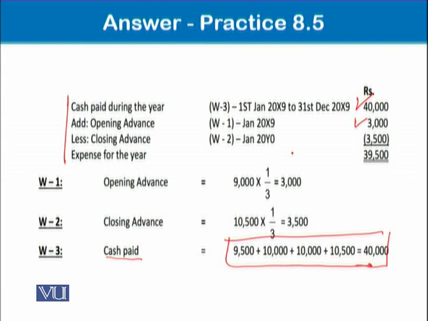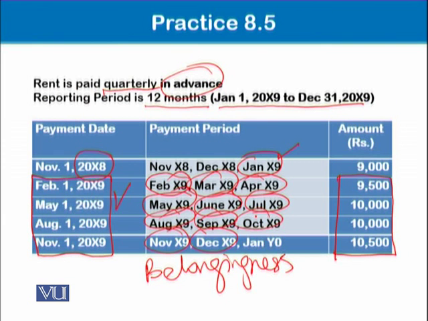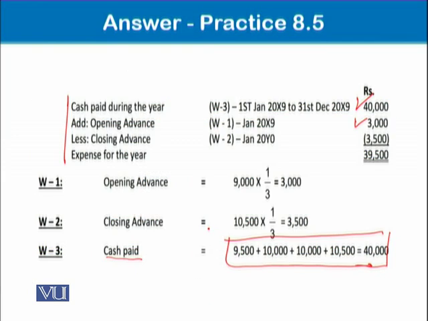And then closing advance is again 1 month. How do we know? In this year we have paid for January Y0 during the year, so it is closing advance. So for this working, we add opening advance and deduct closing advance. We have already learned this formula, and this will give us 39,500, the expense figure.